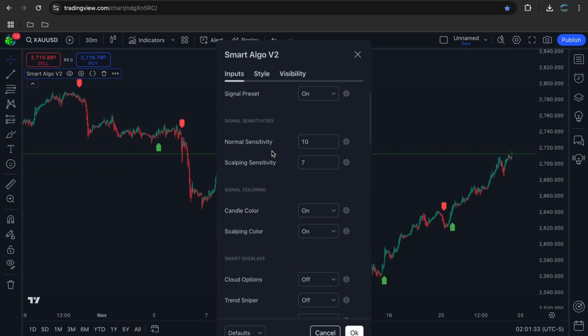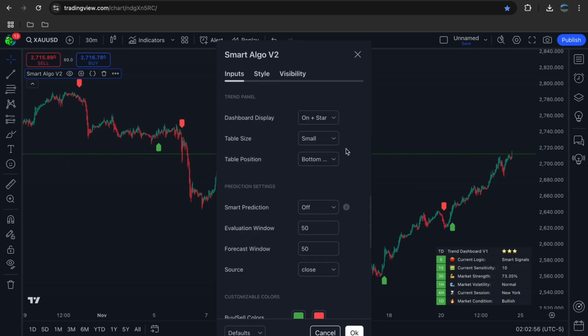Now, if you prefer a more selective approach, you can increase the sensitivity. A higher sensitivity filters out smaller market noise and only generates signals during significant price moves. This is perfect for traders who prefer fewer but more reliable signals, allowing them to focus on accuracy rather than speed. One of the best things about this feature is its flexibility. You can adjust the sensitivity to match your strategy. Whether you're using Smart Signals for standard trading or Smart Scalper for faster trades, it's all about customizing the indicator to fit your needs. Alright, let's talk about the Trend Dashboard update.